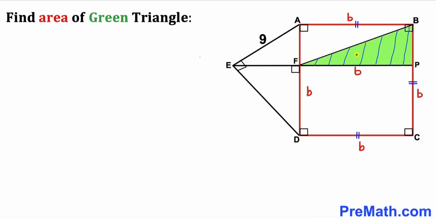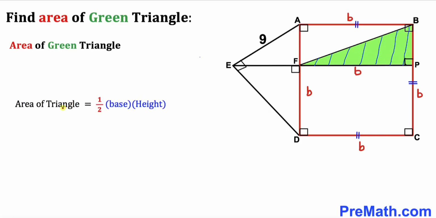And here's our next step. Let's focus on this green triangle. And we know that this angle FPB is a right angle, since we are dealing with these rectangles. And now let's go ahead and calculate the area of this green shaded triangle. Let's recall the area of a triangle formula. Area equals a half times base times height.